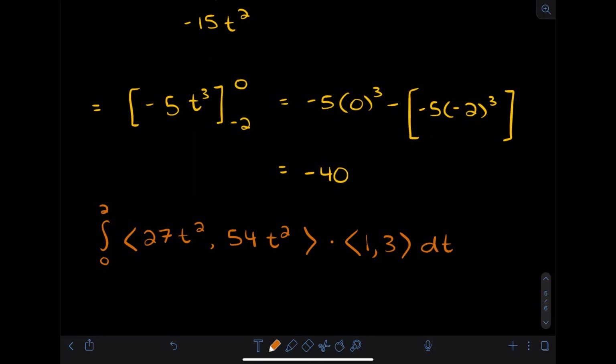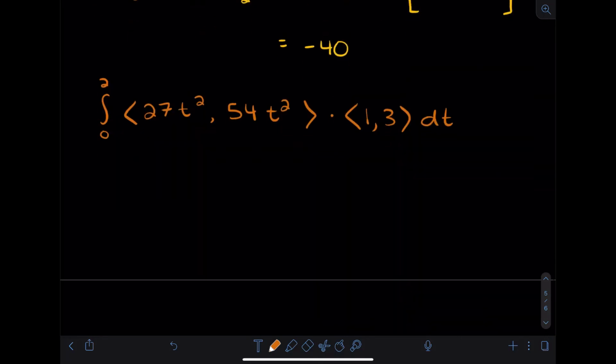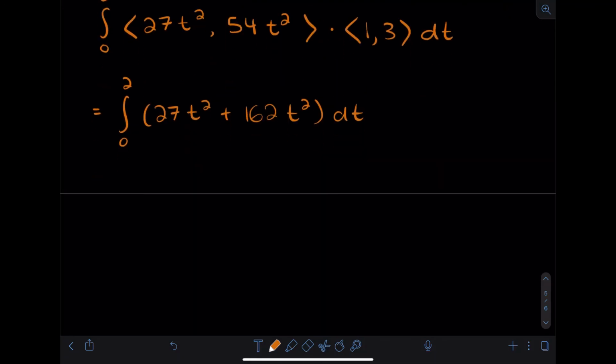Now we just want to do the dot product between those. So we will get 27 t squared plus 162 t squared dt. And now it's just a simple integral that we can easily do. But first, before we do that, let's combine the terms to make it even easier. So 0 to 2 of 189 t squared dt. And now let's do the integral.